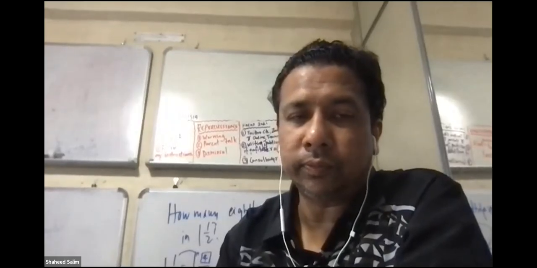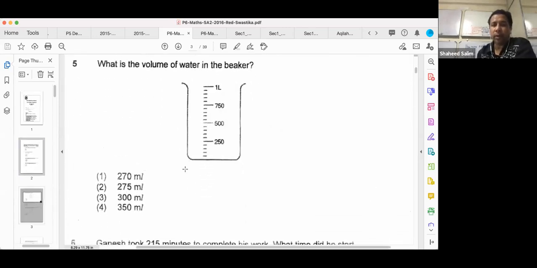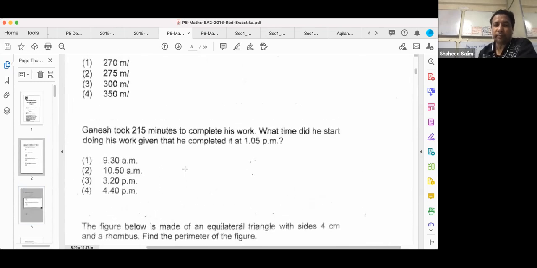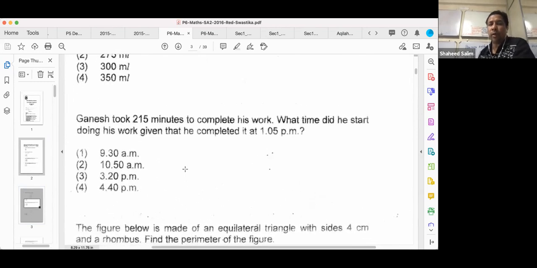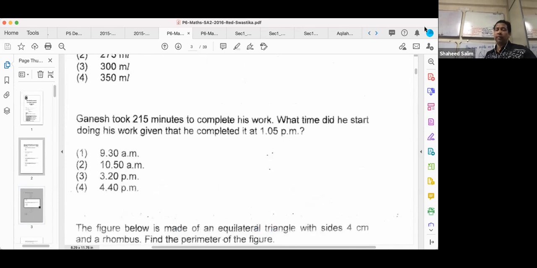Let's try this one. Okay, listen. Time. Ganesh took 215 minutes to complete his work. So what time did he start? If he completed at 105. Those who need clues, I'll give you some clues. Change this to hours and minutes.